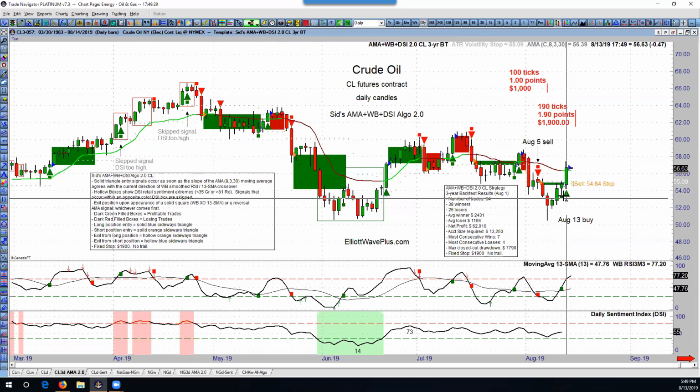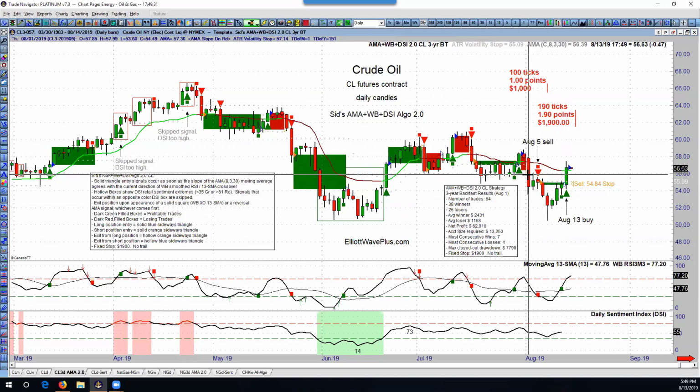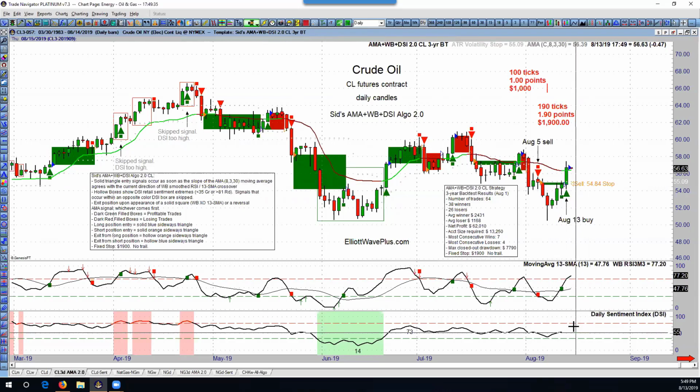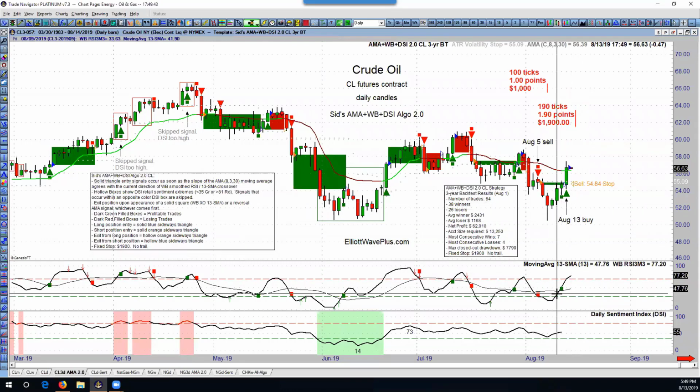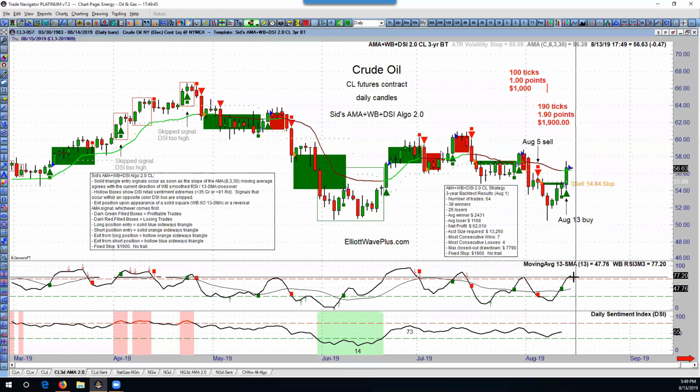And right here that was an exit of a short position. Then today we got an entry to have a long position. So I've got these two indicators working together for agreement on entries and then the fastest exit possible.